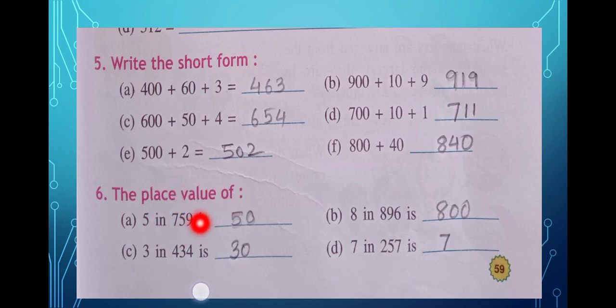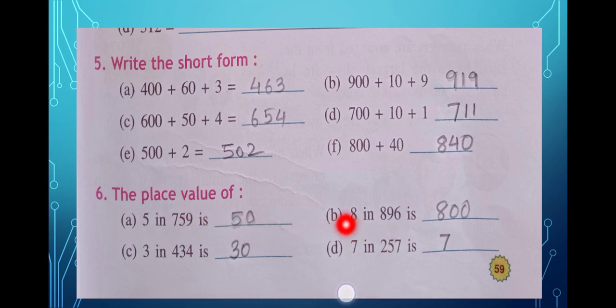So when you are asked to find the place value, see 9 is in ones place, 5 is in tens place. So 5 tens is 50. 5 tens means 50. So 50 is written here. In the same way 8, see in 896, 8 is in hundreds place, right? This 6 is in ones place, 9 is in tens place and 8 is in hundreds place. So it will be 800. Okay. In the same way here in 434, 4 is in ones place, 3 is in tens place. So 3 tens will be 30.